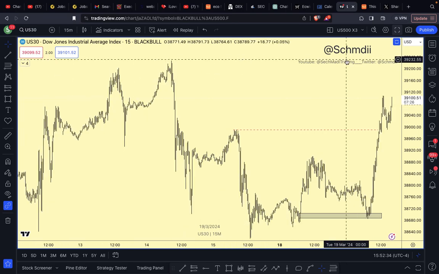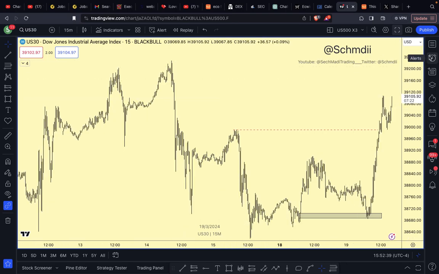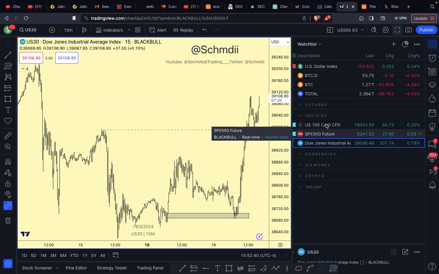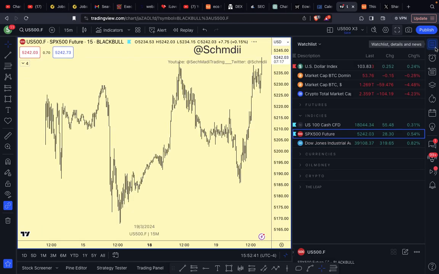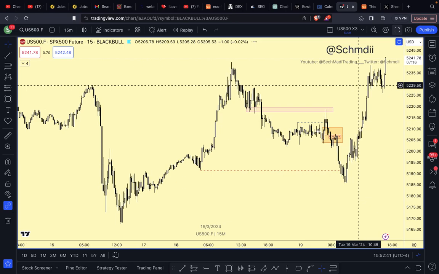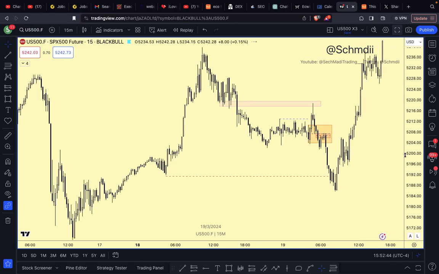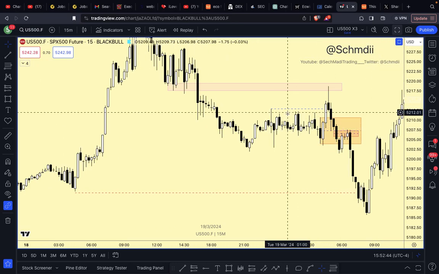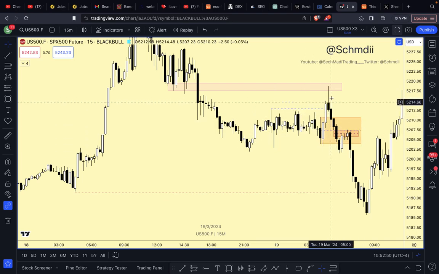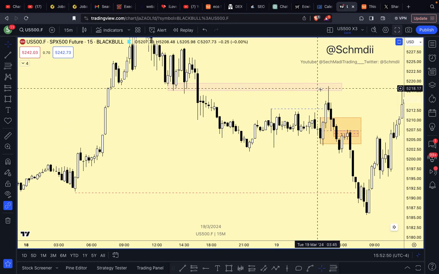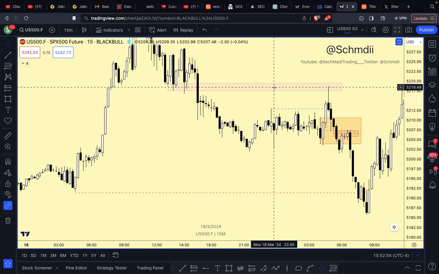So that's that on that with the indices. US 500 moved similarly to Nasdaq. I'm not really gonna cover it at all. Like, as you can see, high key the same thing as the Nasdaq. Accumulation, buy side building up, price manipulates up, claims the buy side, and knocks an hourly order block.